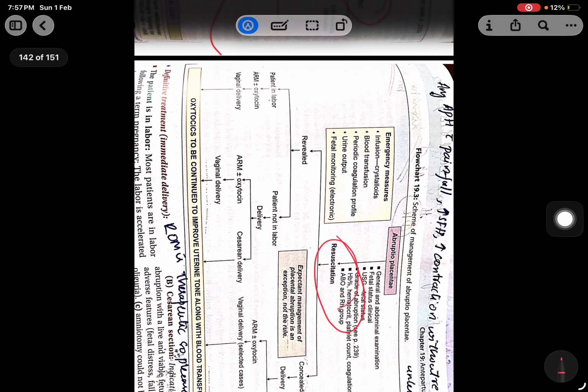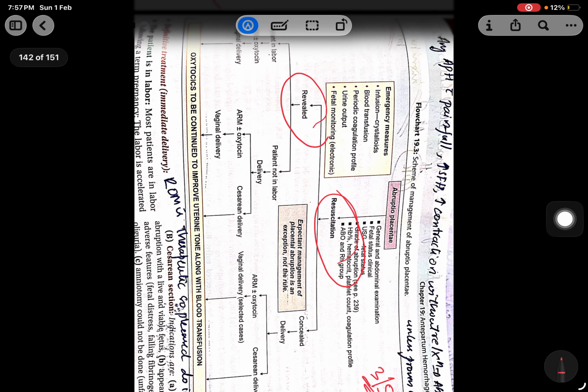Again, you have to check whether the patient is in labor or not in labor. If she is in labor, you induce labor and deliver vaginally. But what is the major thing? It's because here it's revealed, you have to do that. But if it's a concealed abruption, you don't know what to do.